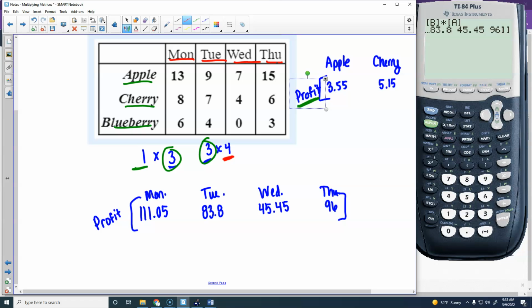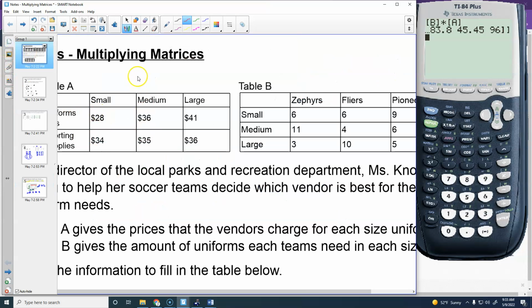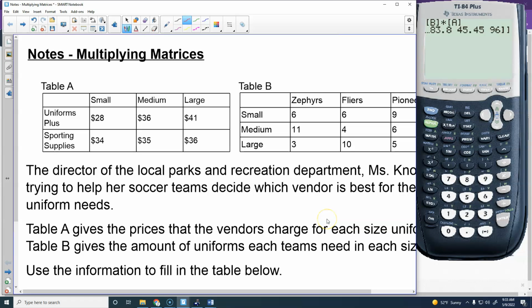Okay, questions? All right, let's get back to number 1 now. And I want you guys to answer this question, but I want you to use the matrices in the calculator.